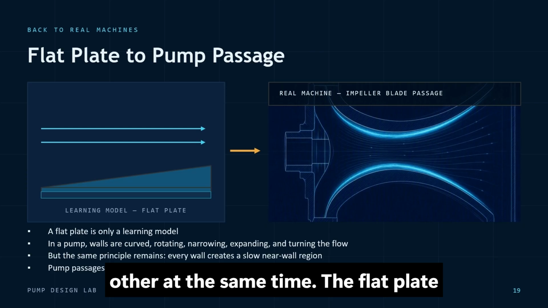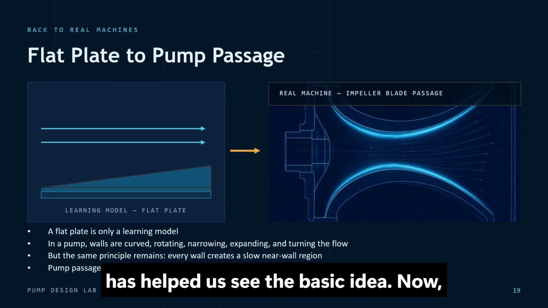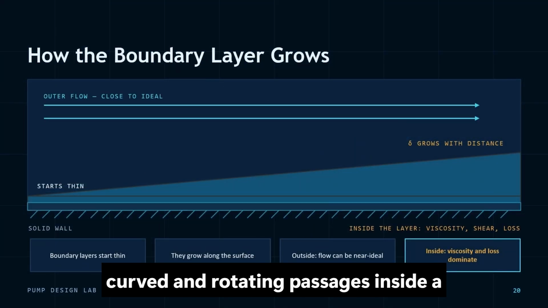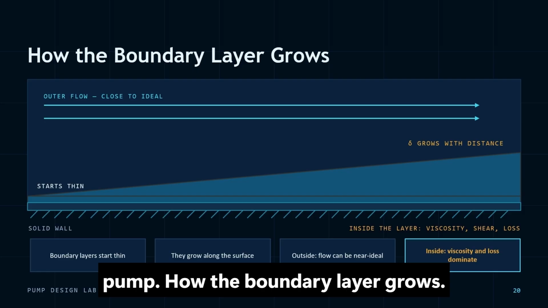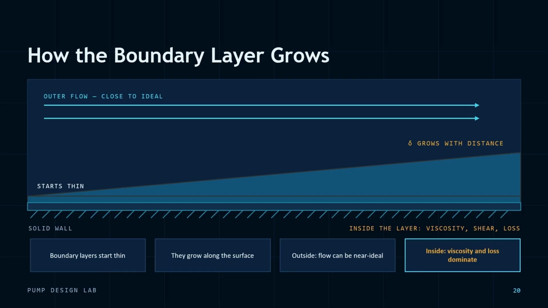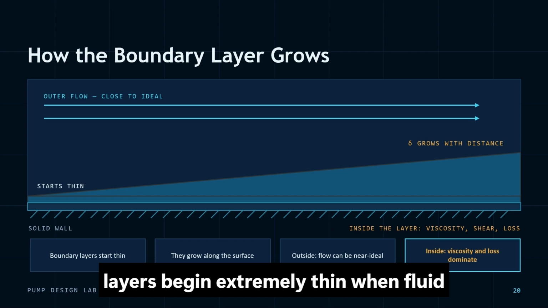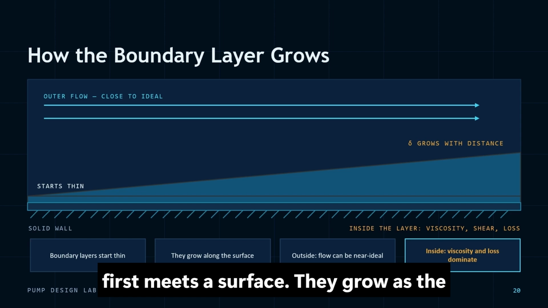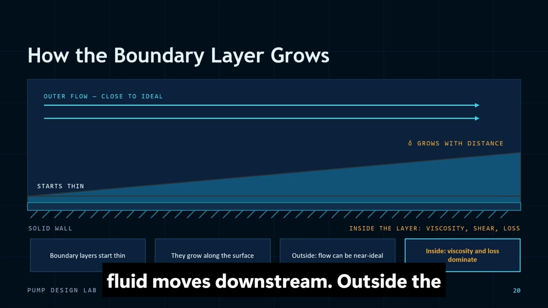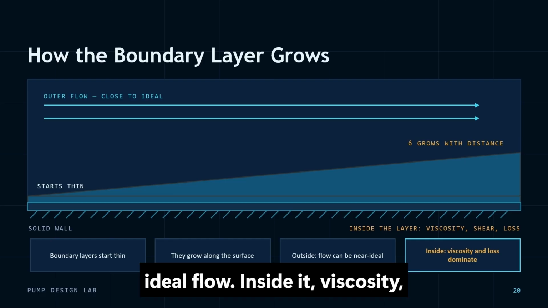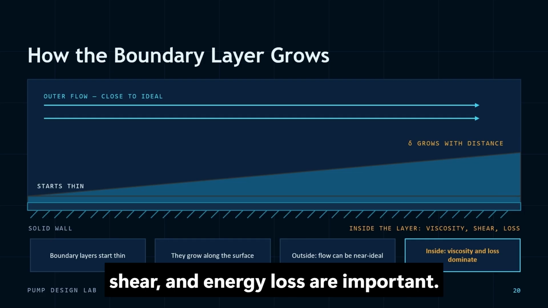The flat plate has helped us see the basic idea. Now, let's bring that picture closer to the curved and rotating passages inside a pump. How the boundary layer grows. From this, we can conclude that boundary layers begin extremely thin when fluid first meets a surface. They grow as the fluid moves downstream. Outside the layer, the flow may behave almost like ideal flow. Inside it, viscosity, shear, and energy loss are important.